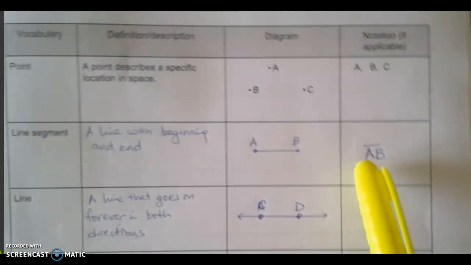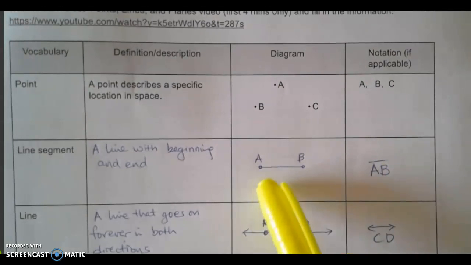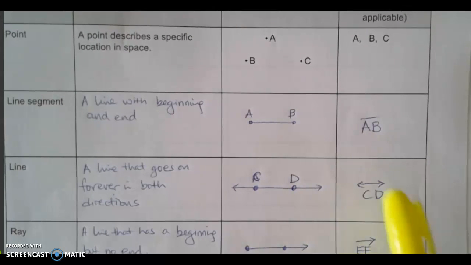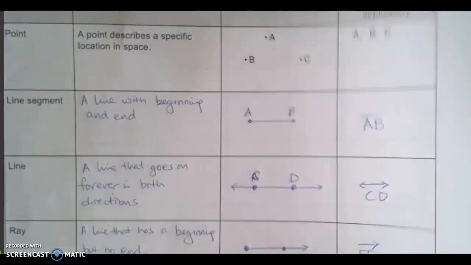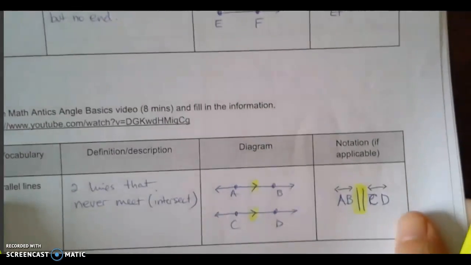The notation for line segment is AB with the bar on the top, and you should have this diagram, as well as the diagram for lines with the arrow going both directions, and then ray, followed by parallel lines.